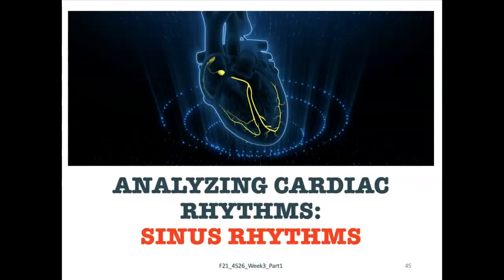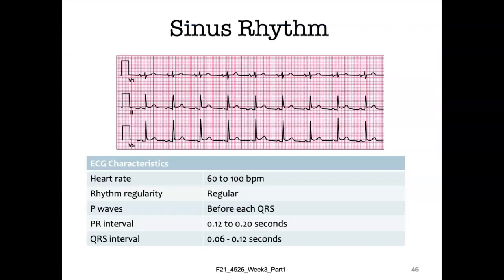So let's look at analyzing cardiac rhythms, specifically the sinus rhythms that we've already talked about. So remember sinus rhythm. Normal sinus rhythm is what we have been using in our examples. It's when the heart rate is normal, between 60 to 100 beats a minute, and the rhythm is regular. In addition, there's a P wave before each QRS, a T wave following the QRS, and the intervals, the PR and the QRS interval, are within normal range. So remember the normal ranges of the PR and the QRS.